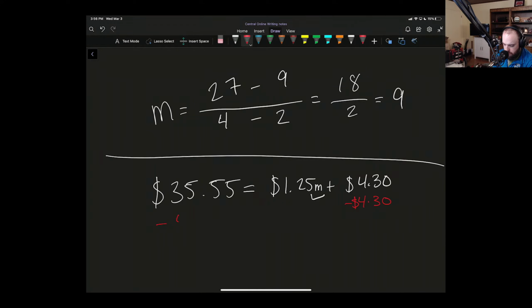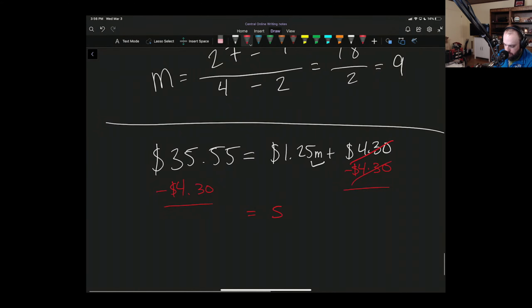It's going to be minus $4.30. The 4.30s on the right-hand side cancel out. So we'll be left with $1.25 times M equals 31.25. All right, so 35.55 minus 4.30: 5 minus 0 is 5, 5 minus 3 is 2, 5 minus 4 is 1, 3 minus 0 is 3.